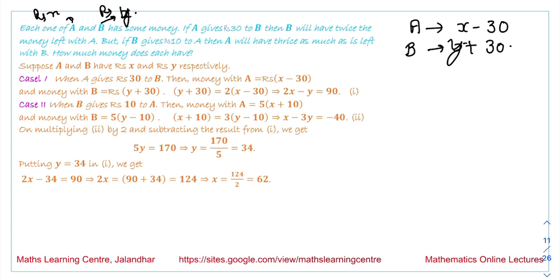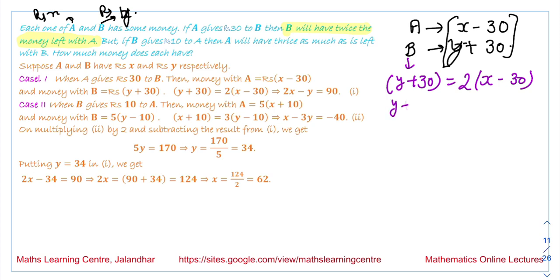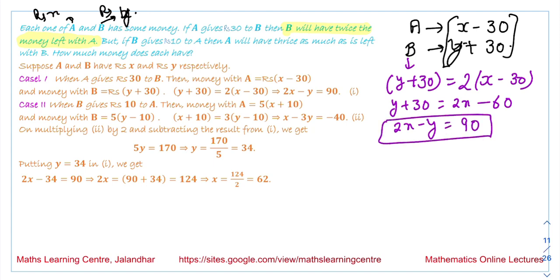What is given to us is that B will have twice the money left with A. So the equation becomes y plus 30, that is B's amount, equals twice the amount A has. On solving this you get y plus 30 is equal to 2x minus 60. So we get 2x minus y is equal to 90. This is our one equation.